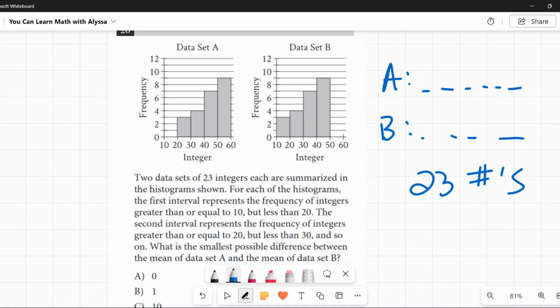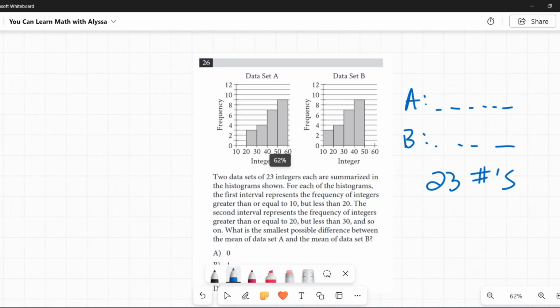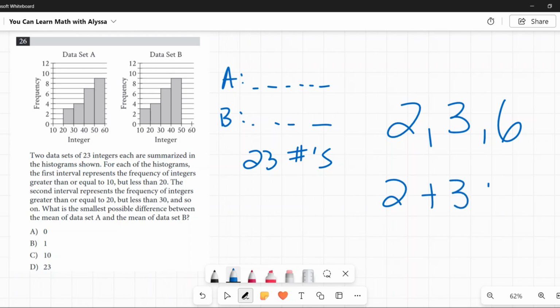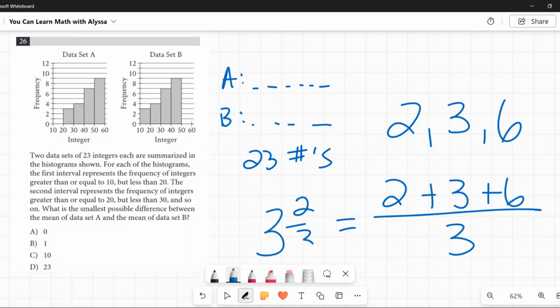So now they're asking, what is the smallest possible difference between the mean of data set A and the mean of data set B? How do we find the mean of a set of numbers? Say I had 2, 3, and 6. I add those together, and then divide by the number of terms. I had 3 terms. 2 plus 3 plus 6 is 11, and I would divide 11 by 3, which gives me 3 2/3, and that would be my mean. That's how we find a mean.